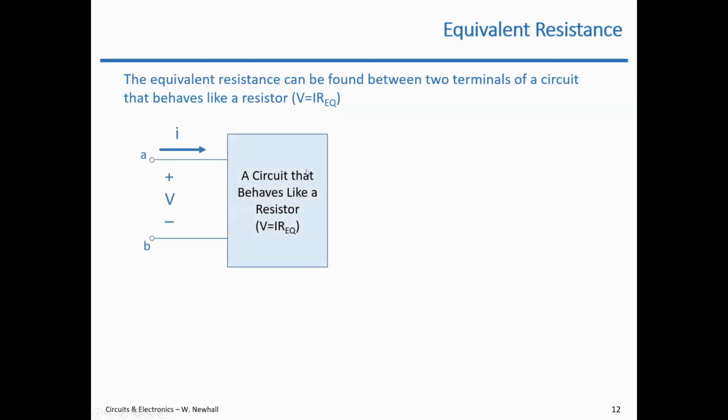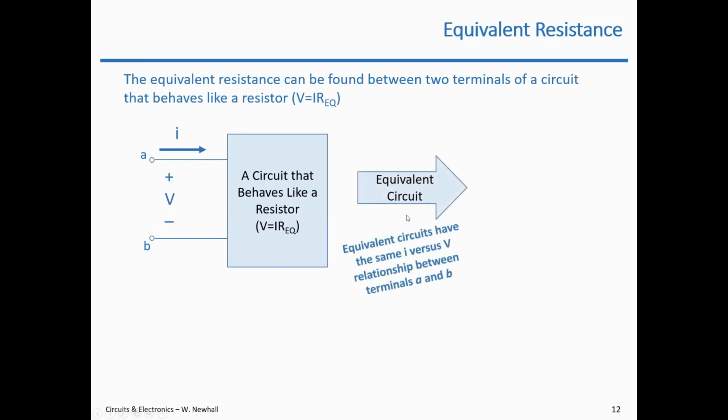So you can take any circuit that behaves like a resistor, right? That means it follows Ohm's law based on voltage and current between two terminals. And you can create an equivalent circuit that has the same I versus V relationship between those terminals, right? So you can make that circuit as simple as a single resistance, and that single resistance would be the equivalent resistance to this bigger circuit.